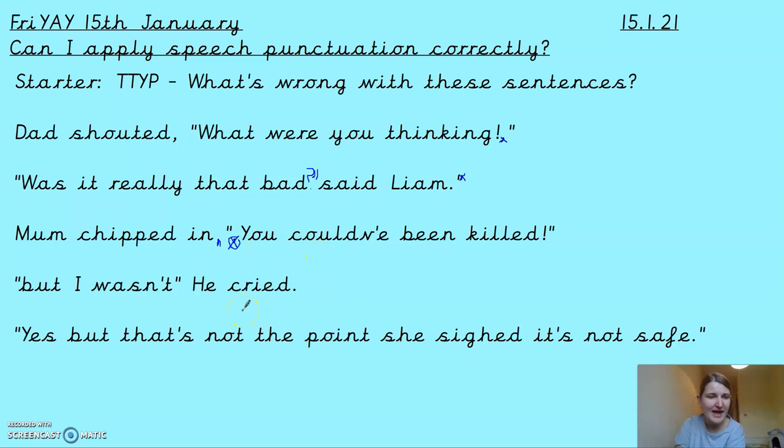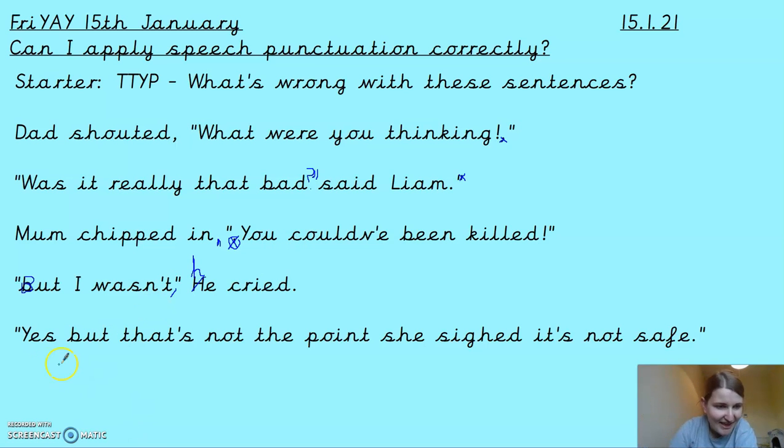We start our speech with a capital. That's fine. And we've got, but I wasn't, he cried. Straight away looking at that, to me it looks wrong. What about you guys? Loads missing here. Firstly, it's the start of a sentence and the start of speech. Therefore, that should be a capital. This doesn't need to be a capital because it's all part of the same sentence. So that should be a lowercase. And finally, what else is missing? The comma. Should be, but I wasn't, comma, verb. So speech, comma, verb, that way around.